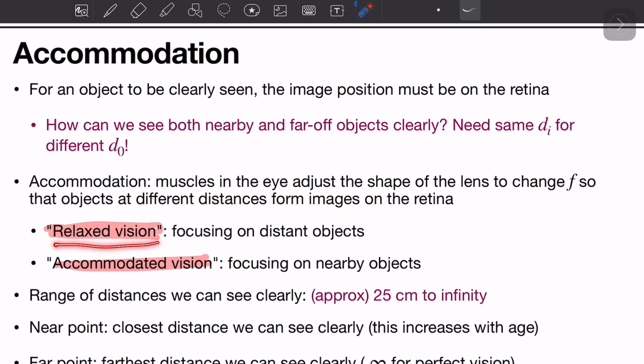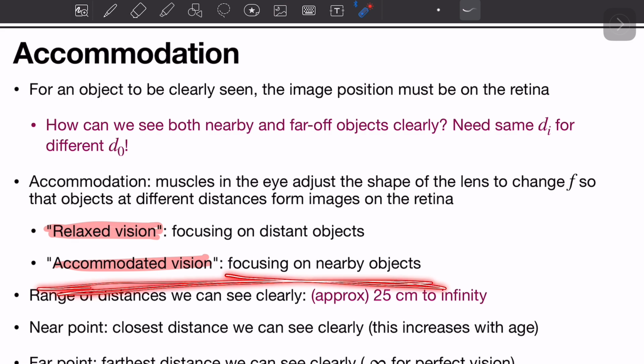So we have relaxed vision, and then we have accommodated vision. Relaxed vision is when you're focusing on distant objects, something far, far away. And then accommodated vision is when you're focusing on nearby objects. And you've probably experienced the difference between these, mostly because of accommodated vision. So if you've been doing homework all day or playing video games all day and sitting in front of a computer screen, you've noticed that your eyes after some time will feel tired. And this is because you've been using your accommodated vision for a long period of time.